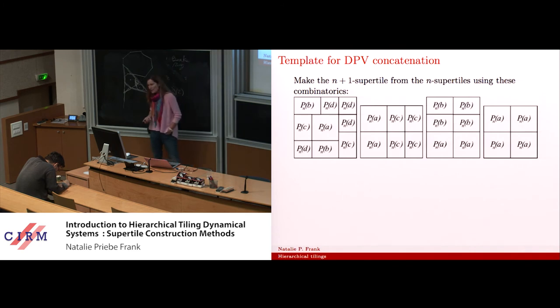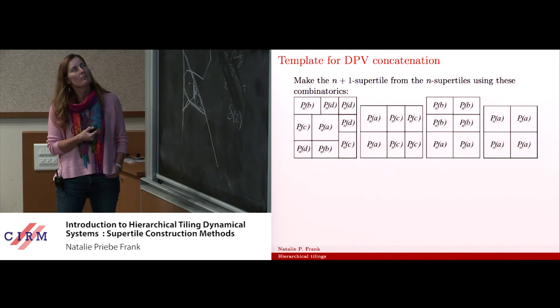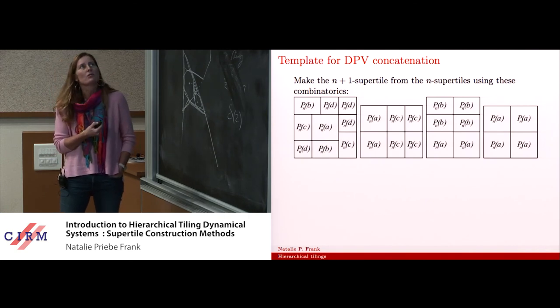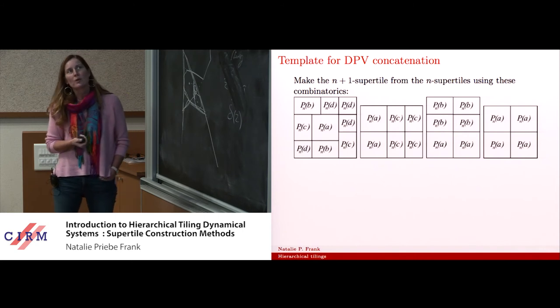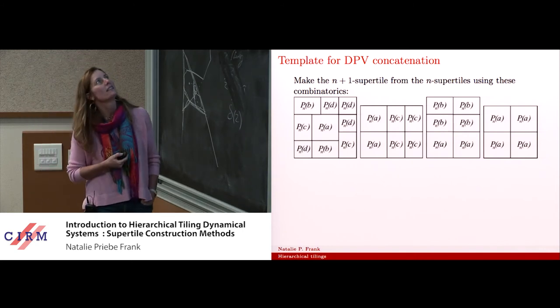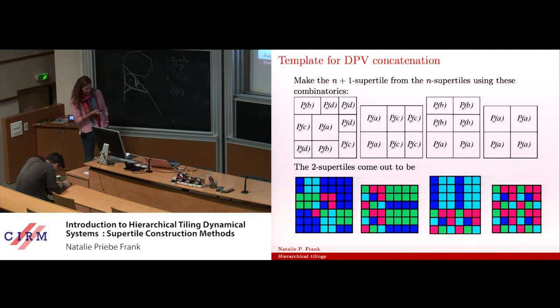And I made a little schematic for it. You can see in my schematic, because the A tile is bigger, when you substitute it, I just drew it a little bigger. There's nothing exact here. That's not really supposed to represent the actual sizes. They're just supposed to tell you the combinatorics of how you want to put them together. And if you make the two super tiles, then they just come out to be this.